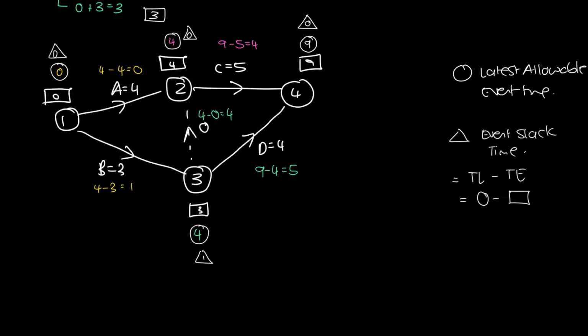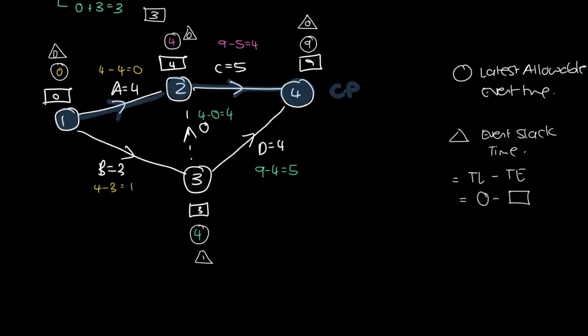So what we're going to do now is color in those events so you can see what I'm talking about. This has a slack of 0, so let's color it in. This has a slack of 0, so let's color it in. And this has a slack of 0, so let's color it in. Now the activities that connect them are going to be our critical activities. And what we're creating here is going to be our critical path.